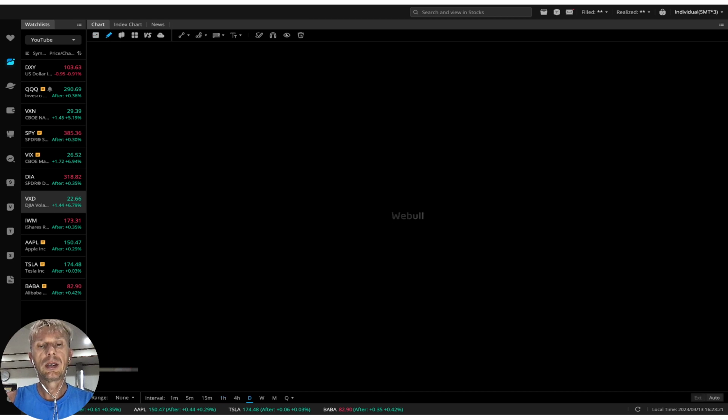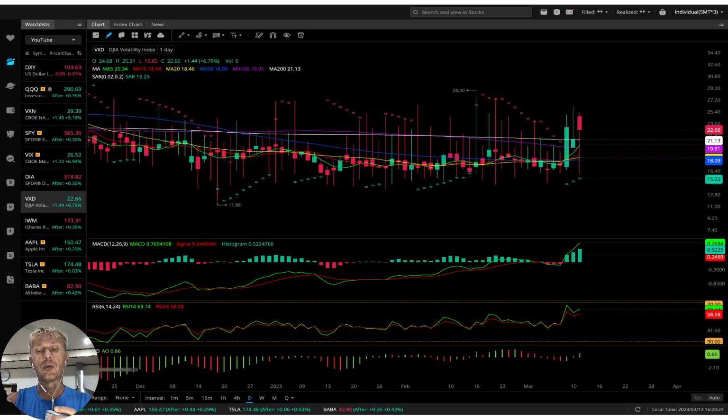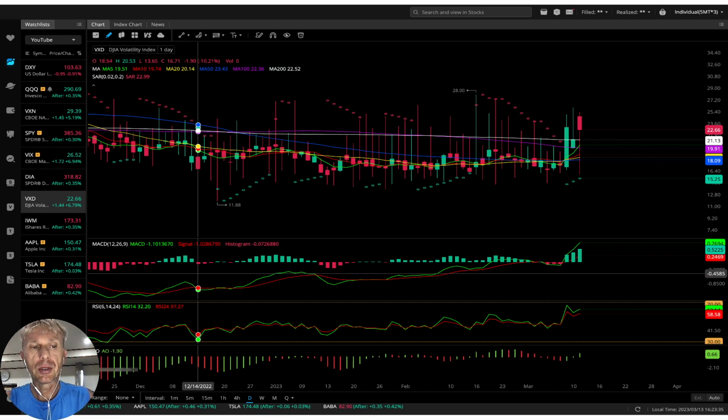Let's move to VXD, volatility index for Dow Jones. It is bullish. It's bullish on all indicators.